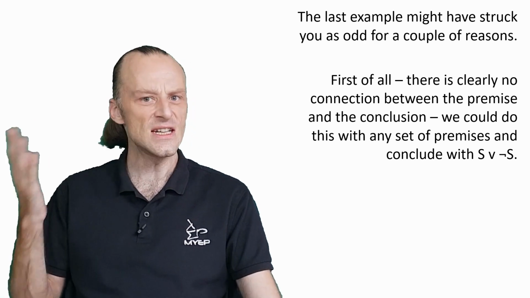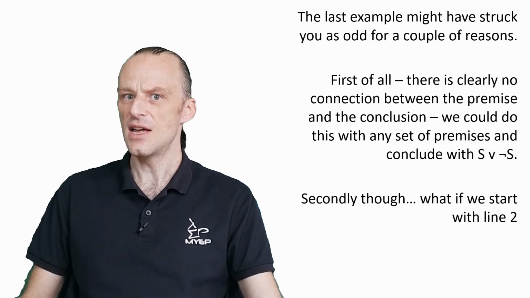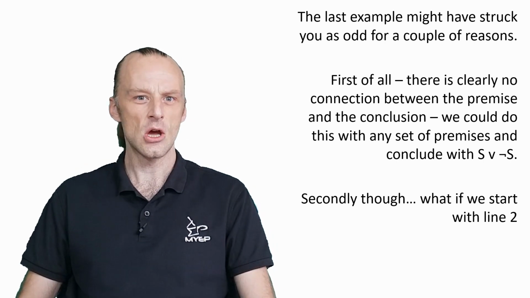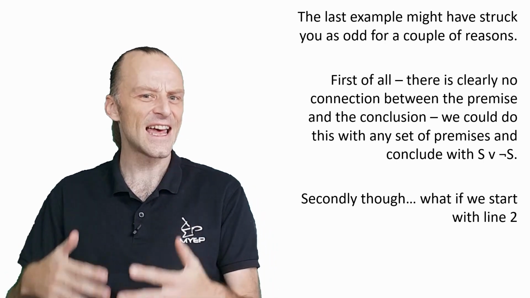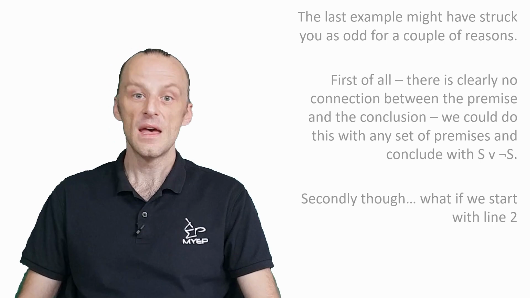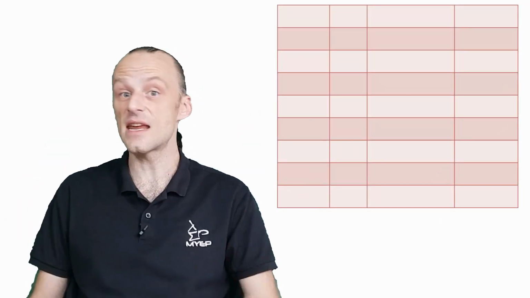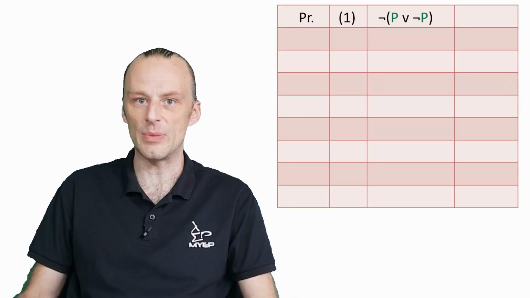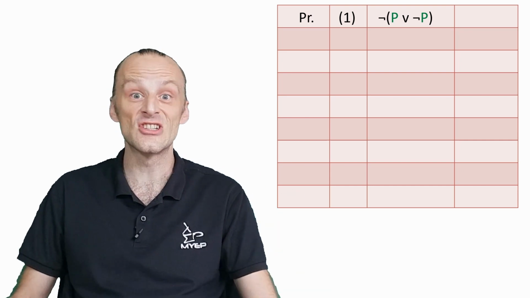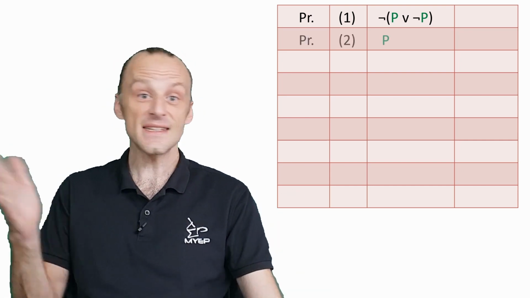What if we don't even need the basic premise R to show S or not S? What if we were to start our argument at the second line? Imagine if we simply claim as a premise not P or not P. I mean, the law of excluded middle seems pretty dodgy, right? So let's negate it.